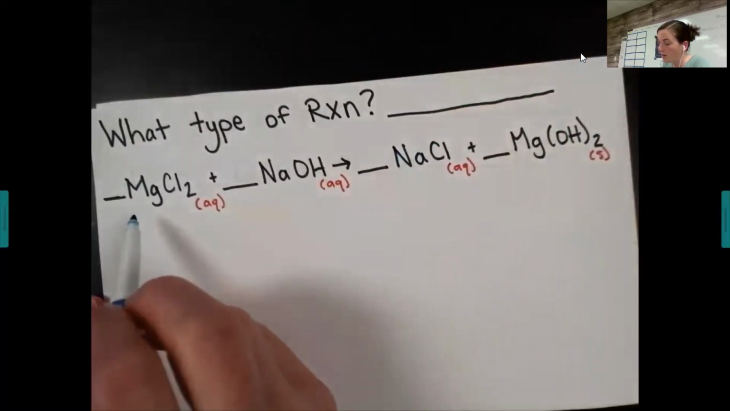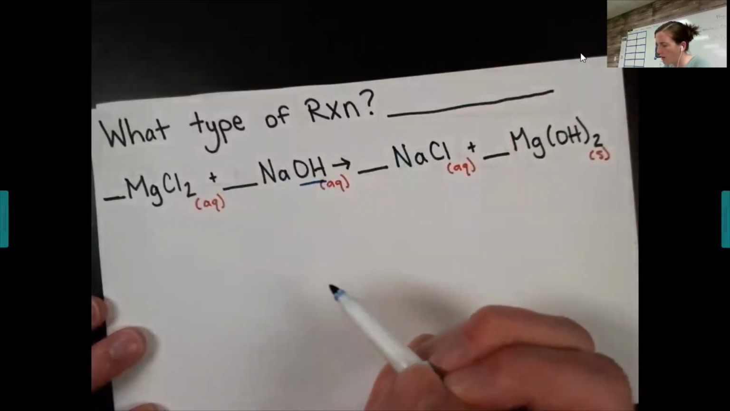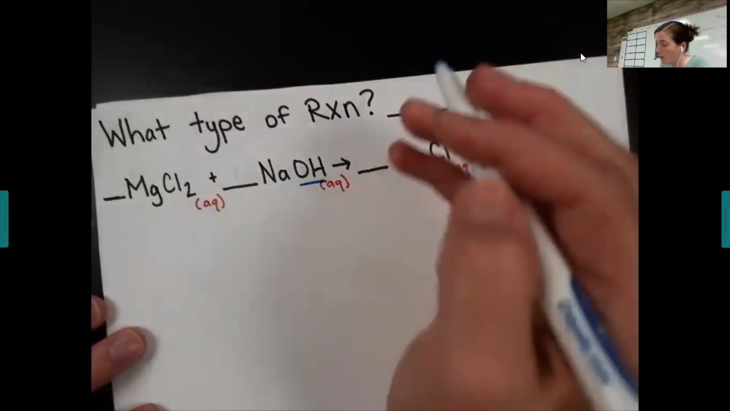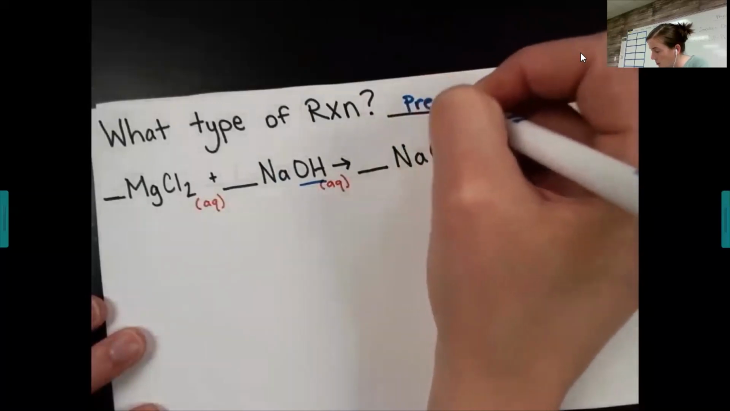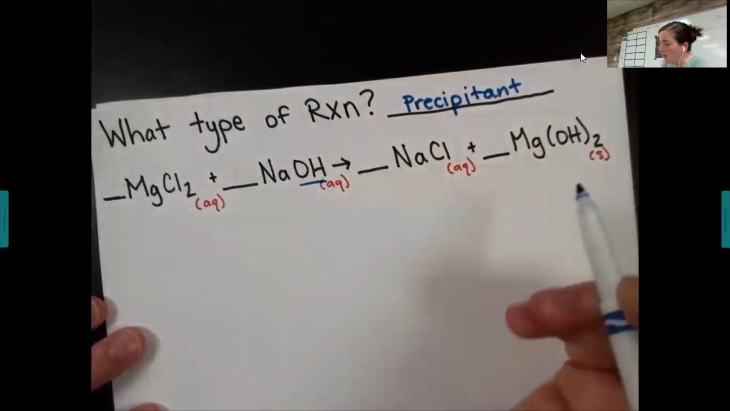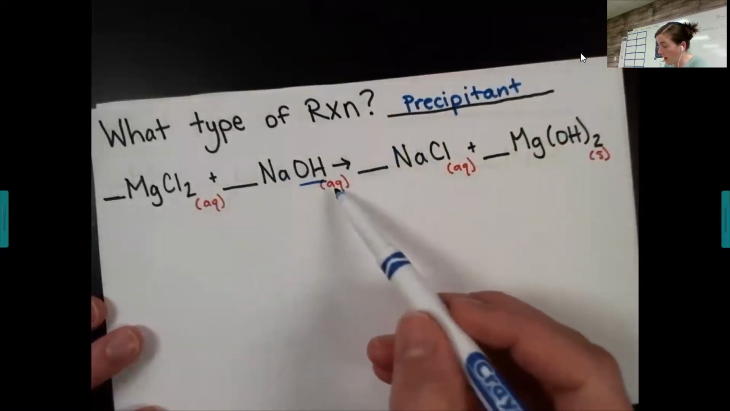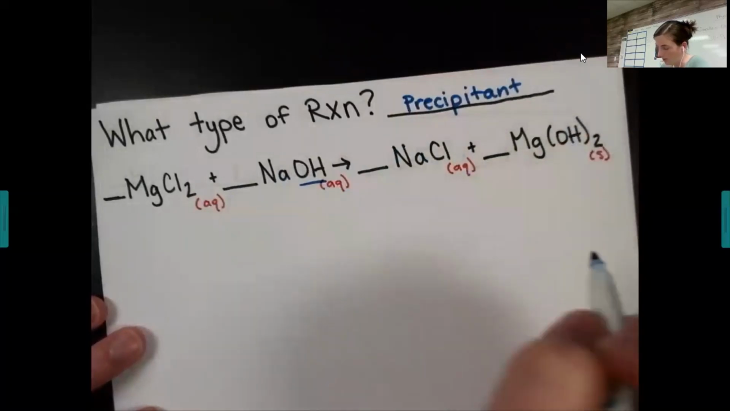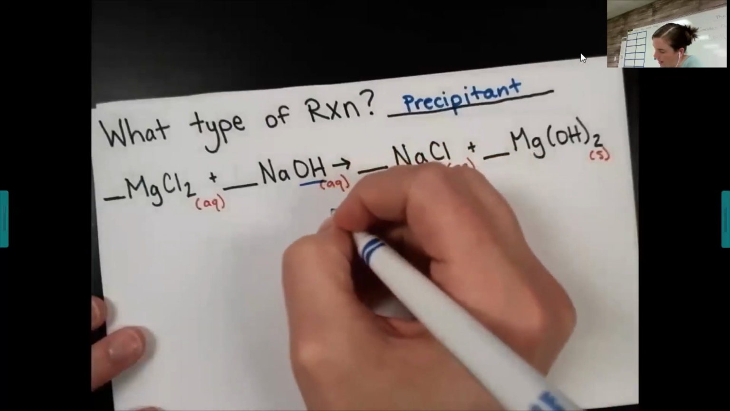Okay. So here I have an ionic compound. I have OH here, but I don't have water over here. So this is 2 ionic compounds. So this is precipitant. Okay. And with the aqueous and a solid, this is my actual precipitant. But that's not what we need to know right now. Okay, now we're going to try balancing it out.